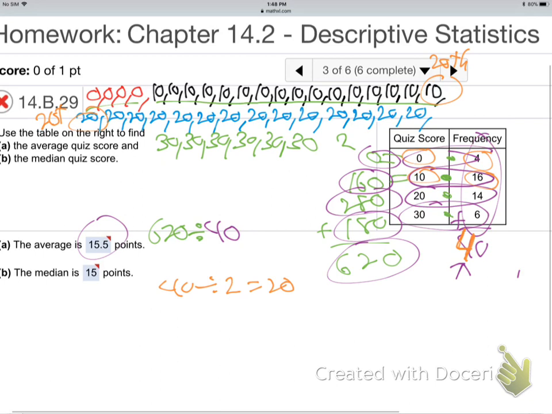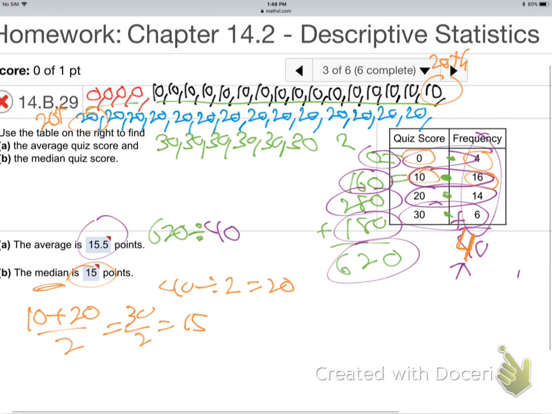So what do you do when you have two numbers in the middle for the median? Yeah, average them, huh? So 10 plus 20 over 2 is 30 over 2 is 15. That's how we got 15 as the median of that data set. Am I going too fast? Is that making sense? Questions I can answer?